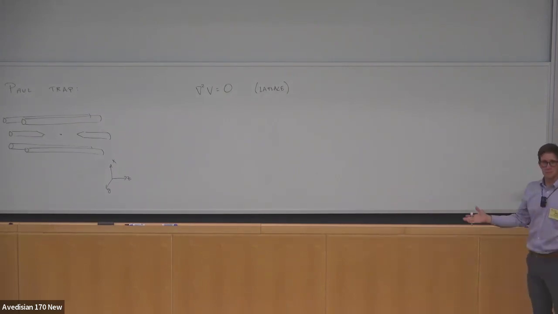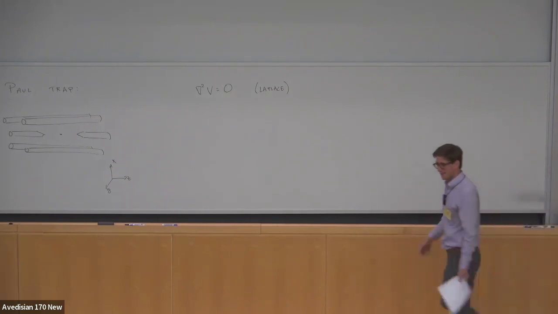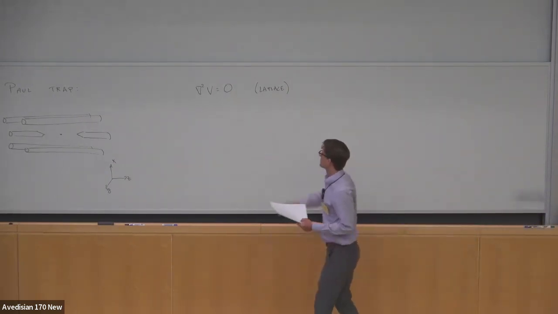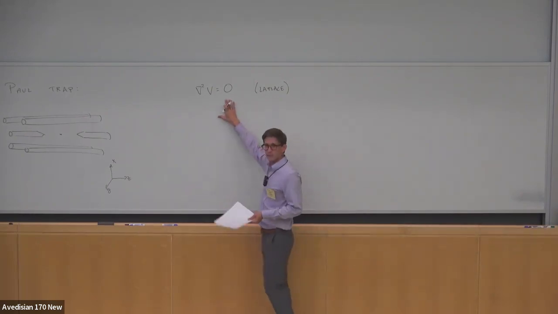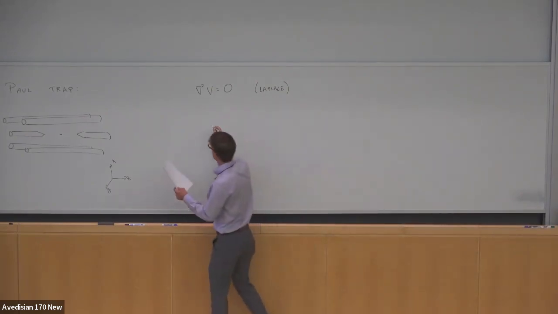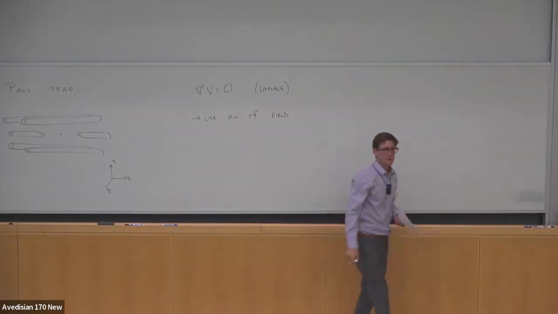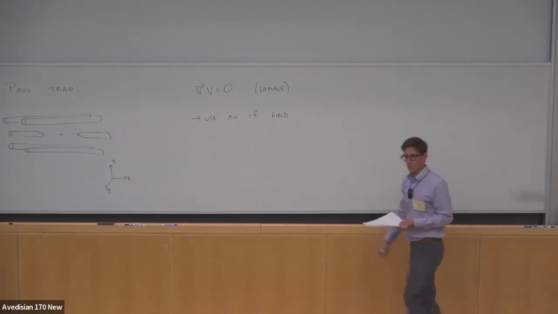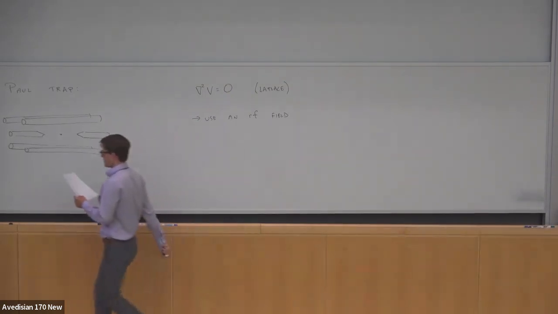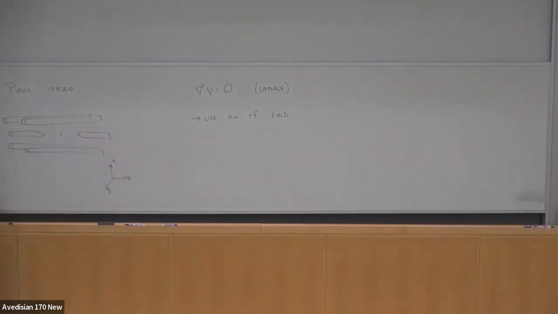If that was the end of the story, then we'd be done, right? But it's not the end of the story. There's a way around this restriction from Laplace's equation, and that's to notice that this only holds for stationary fields, and we can circumvent it by using an RF field. If we make the electric field in this ion trap time dependent, then we're no longer restricted by Laplace's equation. And the way that we make it time dependent is to come back over to this ion trap.